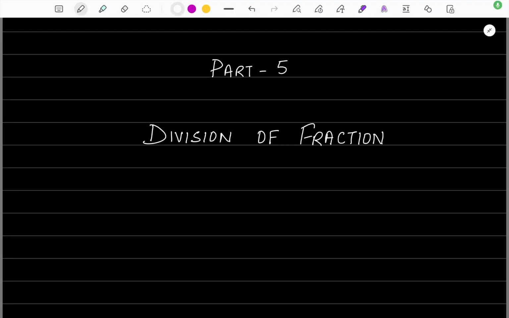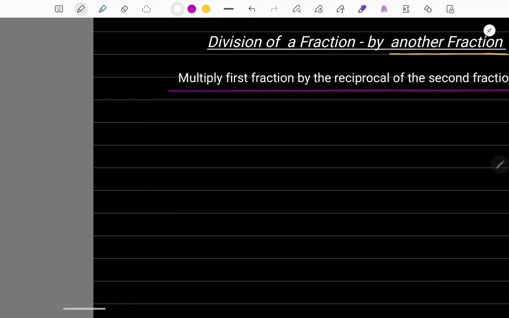In the final part of the fraction series, we will learn how to carry out division of fractions. Similar to multiplication, there is only one method for division involving fractions, provided all the given numbers are written in the form of a by b, that is the fraction form.